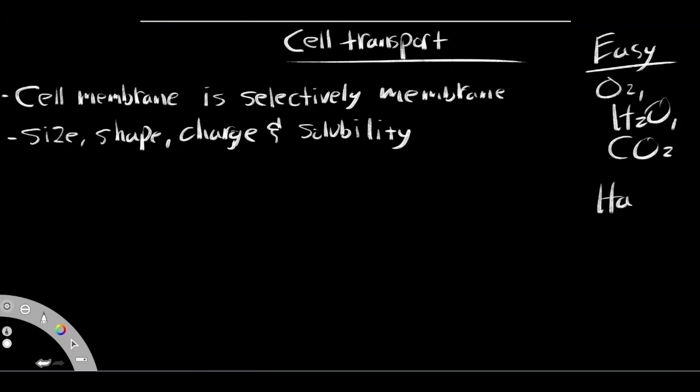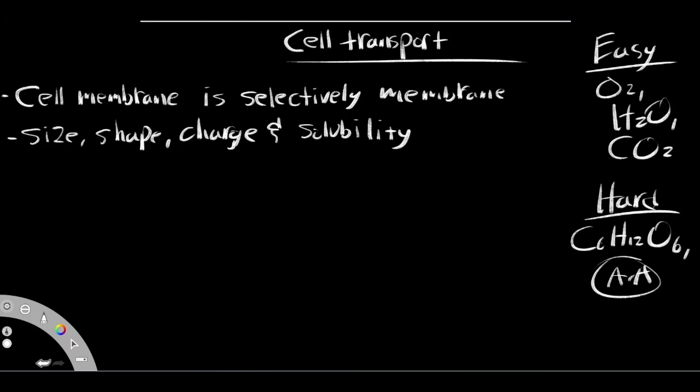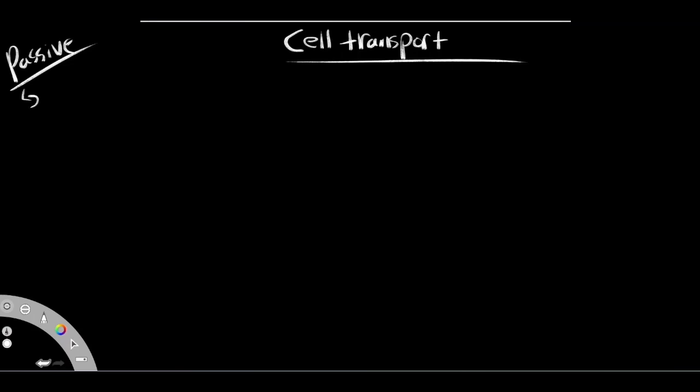But there are some difficult ones that find it hard to go through. So for example, very big molecules like glucose, C6H12O6, as well as amino acids, the building blocks of protein, they find it very difficult to get across as well. So let's quickly tackle passive transport.